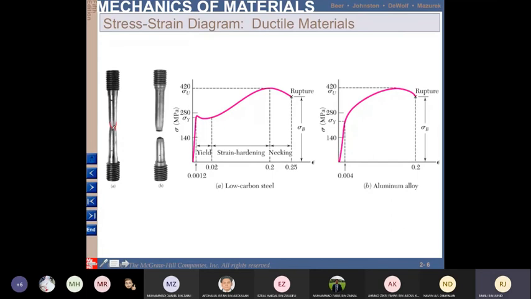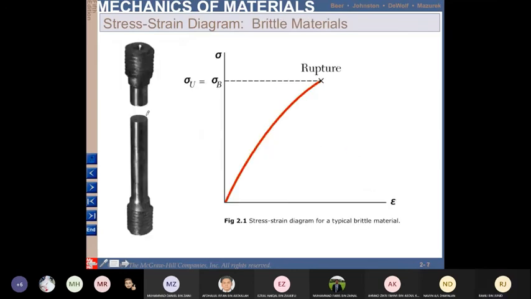It is like your neck, so it will be small. It will be small before it fails. So this is small. But for brittle material, it is straight, not small.